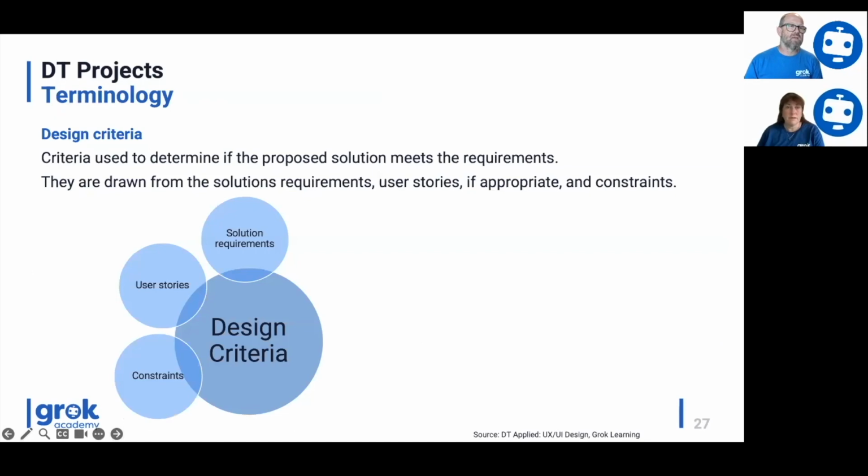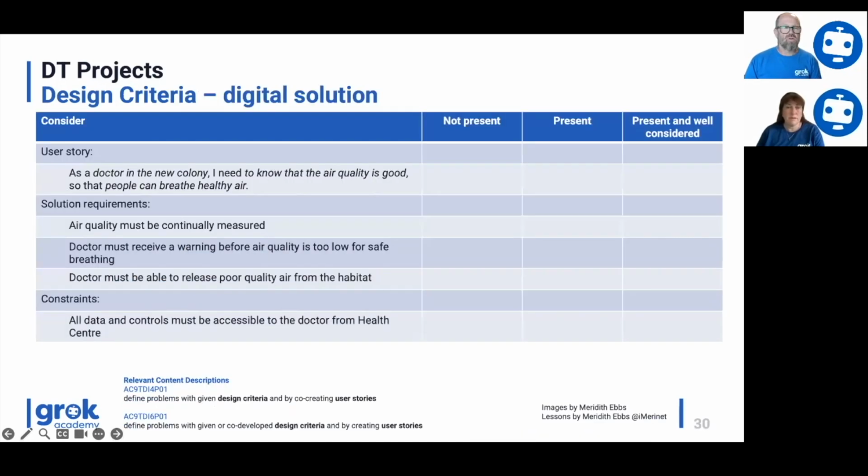And here's just a simple example of integrating those three ideas. Remember, we're talking about solution requirements, user stories, and constraints. So within one example, a user story may be the doctor one we referred to: as a doctor in the new colony, I need to know the air quality is good so that people can breathe healthy air. Solution requirements, as an example: air quality must be continually measured, maybe every 30 minutes or something like that. The doctor must receive a warning before the air quality is too low for safe breathing.